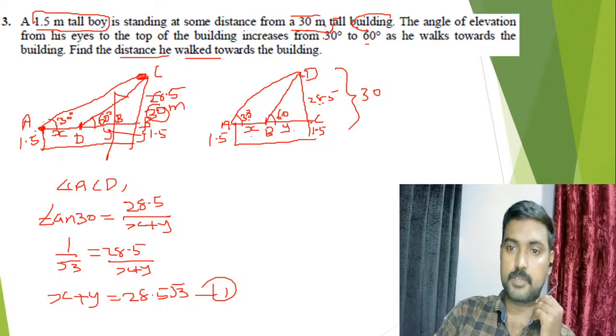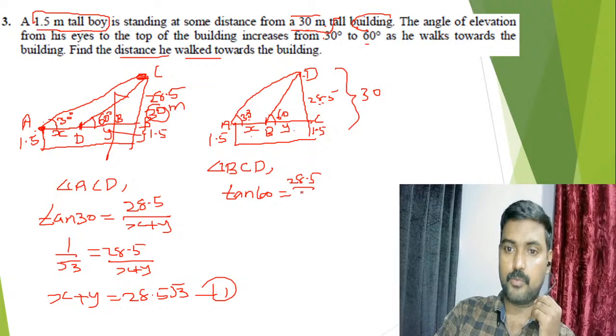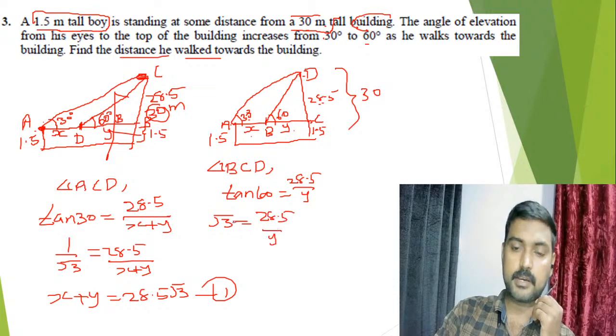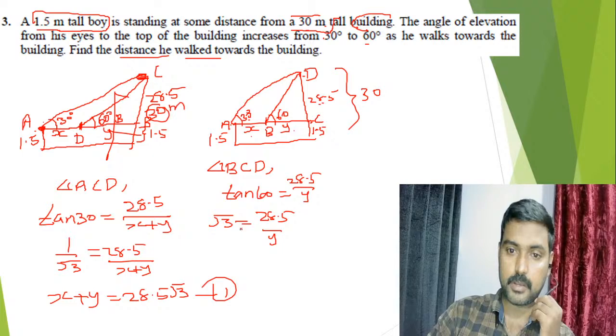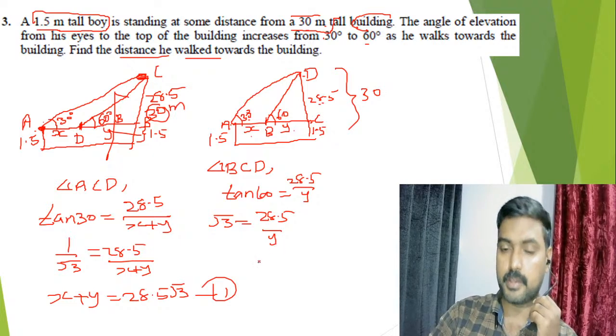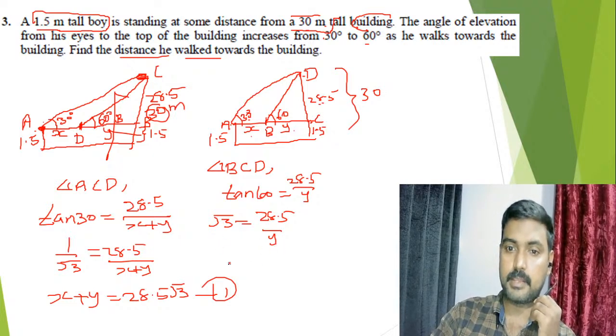Now again observe the small triangle, BCD. In triangle BCD, tan 60 is equal to the opposite side. What is the opposite side? 28.5 divided by y. Tan 60 is equal to root 3. So we will get root 3 is equal to 28.5 by y. So y transposes to this side, we will get that y is equal to 28.5 divided by root 3.